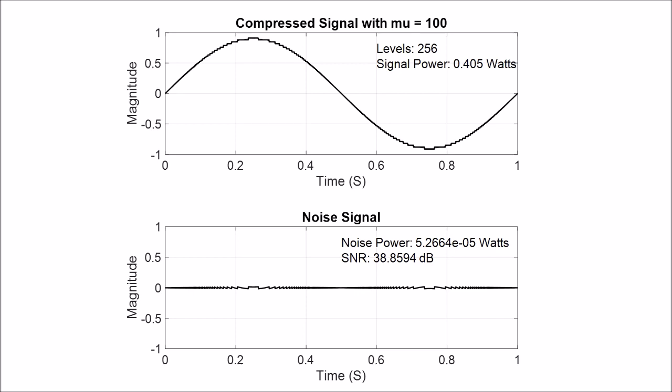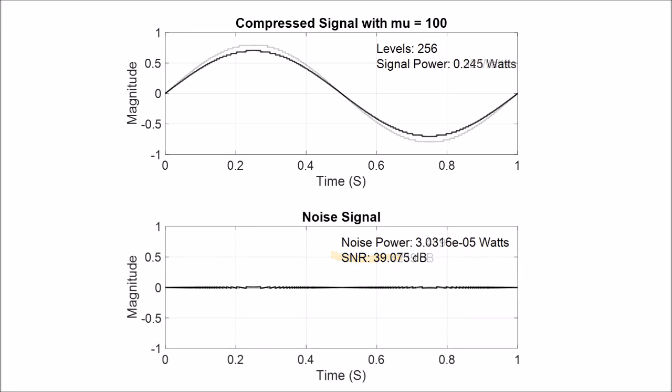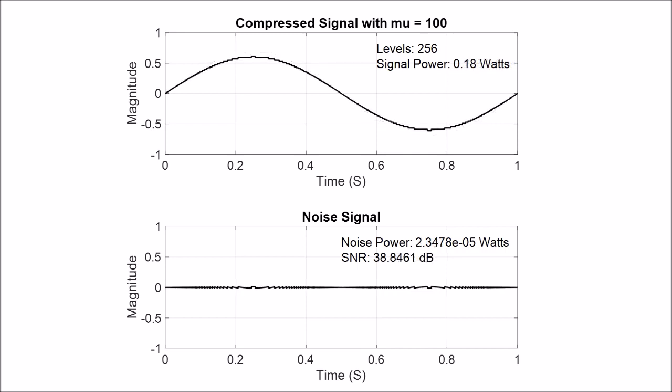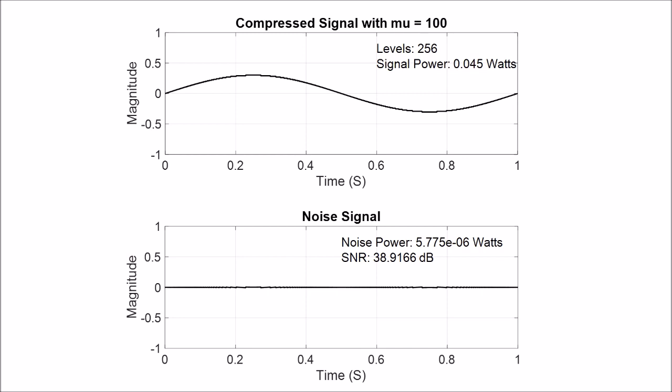Here the amplitude of the message signal is reduced to 0.9 volts, and the signal to noise ratio is 38.8 decibels. The signal amplitude dropped to 0.8 volts, signal to noise ratio 39.6 decibels, signal amplitude 0.7 volts, signal to noise ratio 39 decibels, signal amplitude 0.6 volts, signal to noise ratio 38.8 decibels, signal amplitude 0.5 volts, signal to noise ratio 38.7 decibels, signal amplitude 0.4 volts, signal to noise ratio 38.8 decibels, signal amplitude 0.3 volts, signal to noise ratio 38.9 decibels.